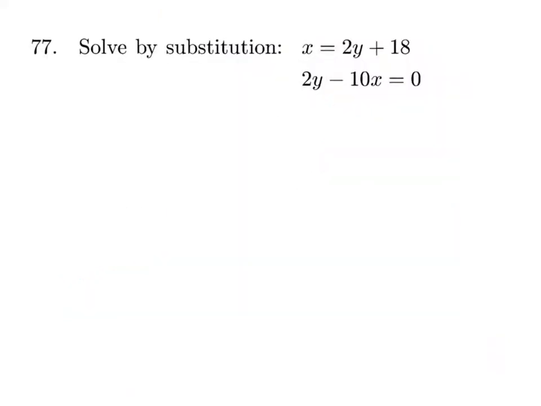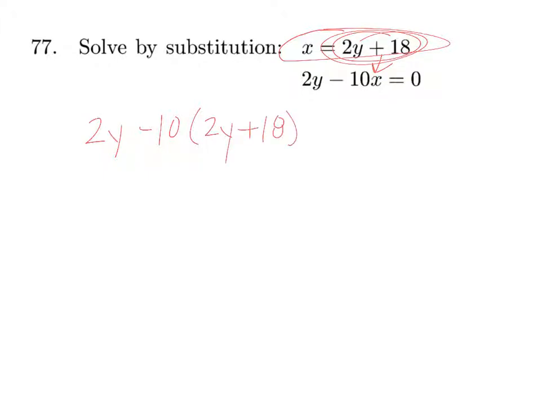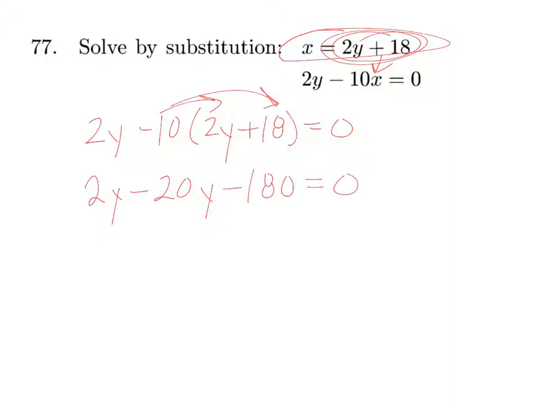Solve by substitution. Okay, this problem's very easy. They already isolated one of the variables for us. So I take this expression here and I plug it in for x in the other equation. So I have 2y minus 10 times 2y plus 18 is equal to 0. Distribute. I get 2y minus 20y minus 180 equals 0.